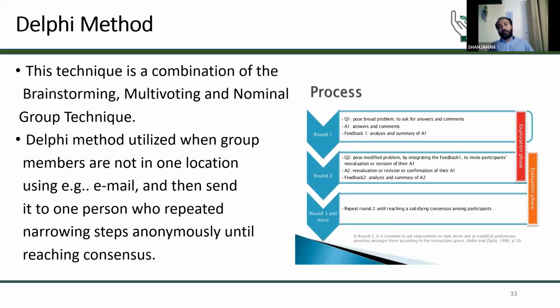All the brainstorming and multi-voting we will do by email. For this, we want to decide on something, so we will do this by email until we narrow down to a small number of objects.